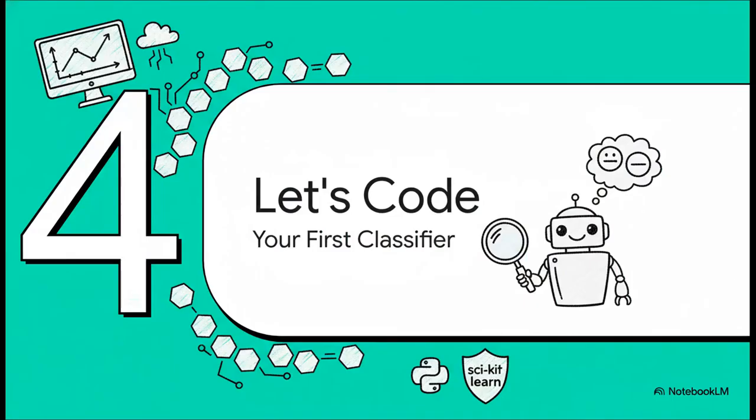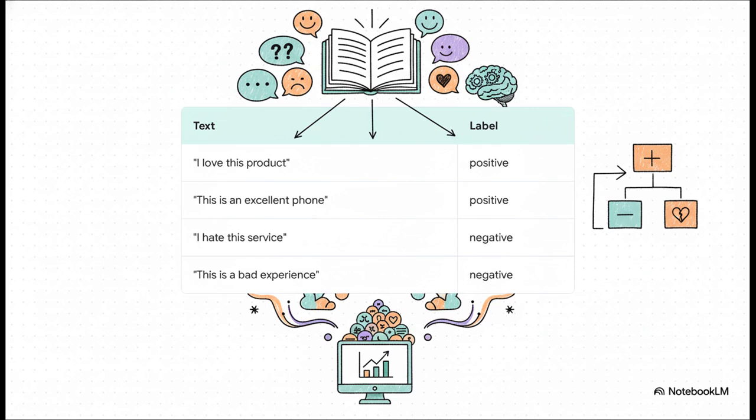Okay, that's enough theory for now, right? Let's get our hands dirty and actually code something. We're going to build a super simple sentiment classifier using Python and the awesome scikit-learn library just to see all these pieces click together. First things first, every model needs data. So here's our sample set. We've got a list of simple sentences and then a matching list of labels, either positive or negative. This is what we're going to train our model on.